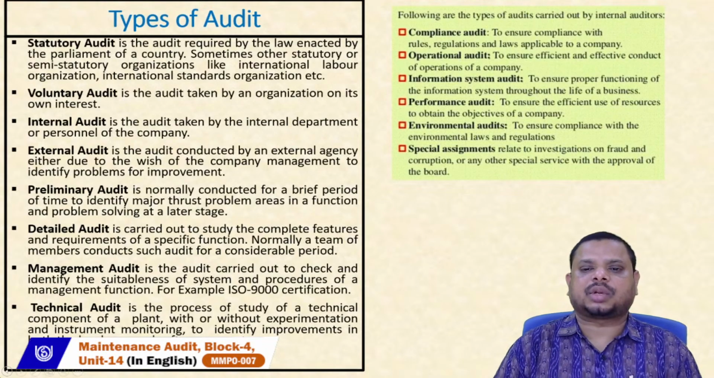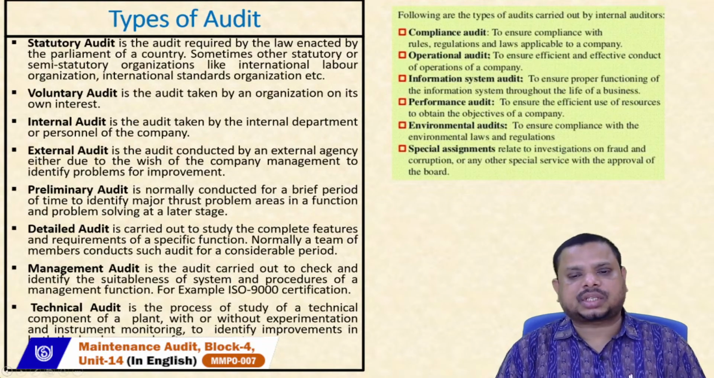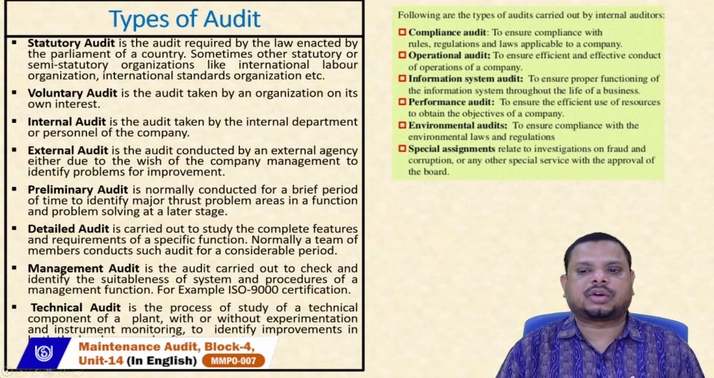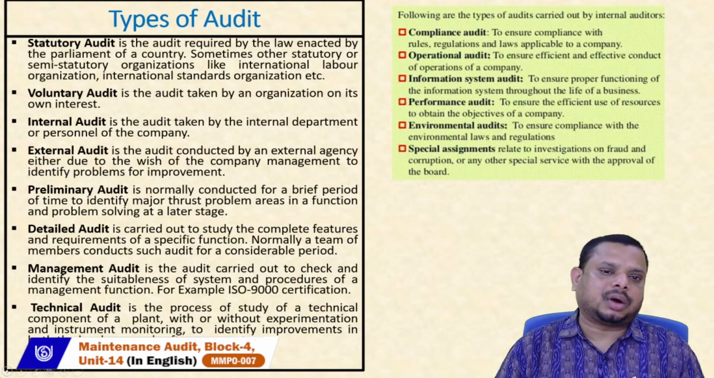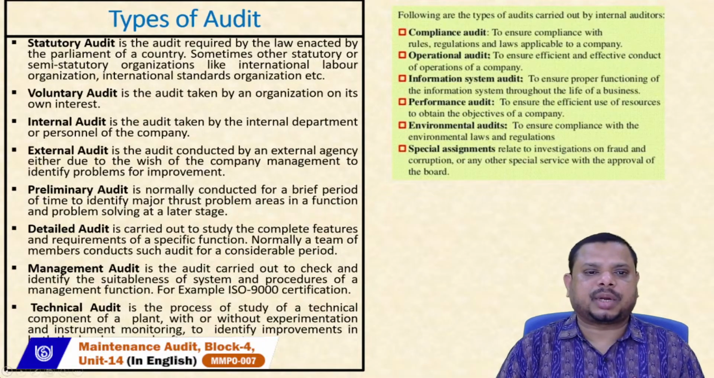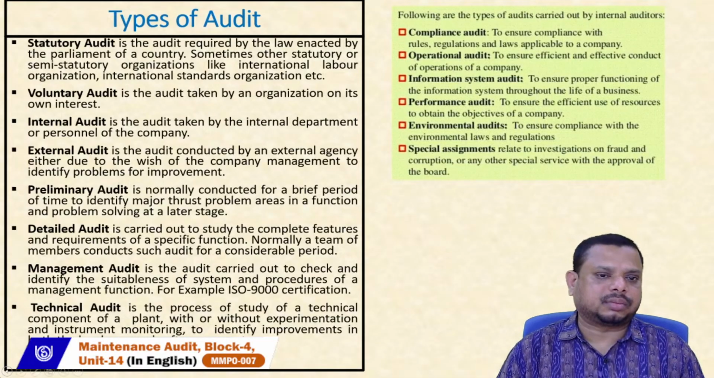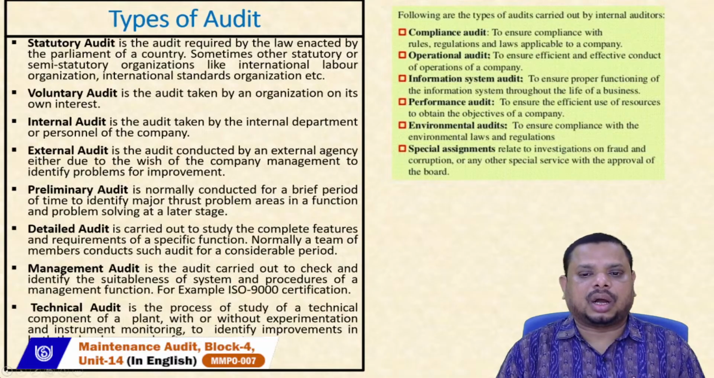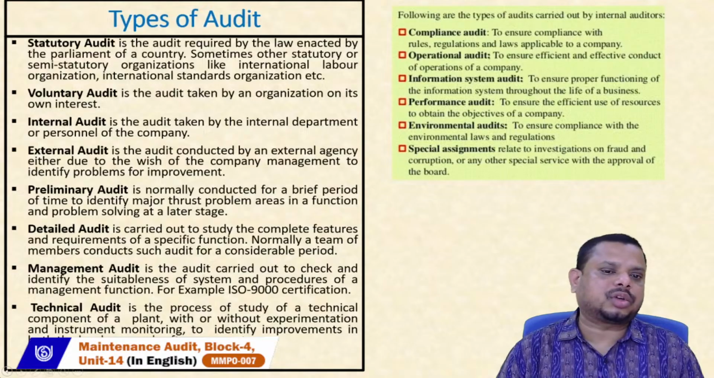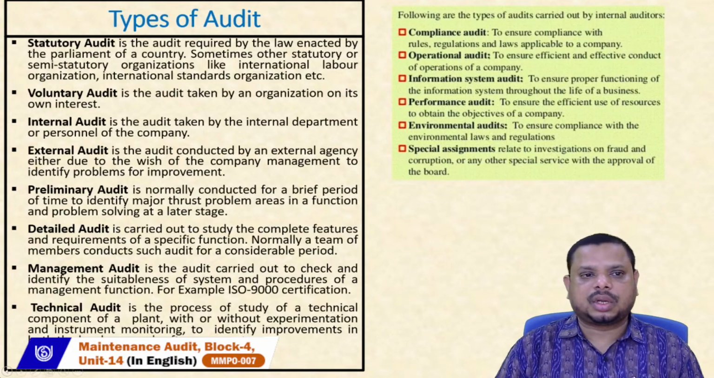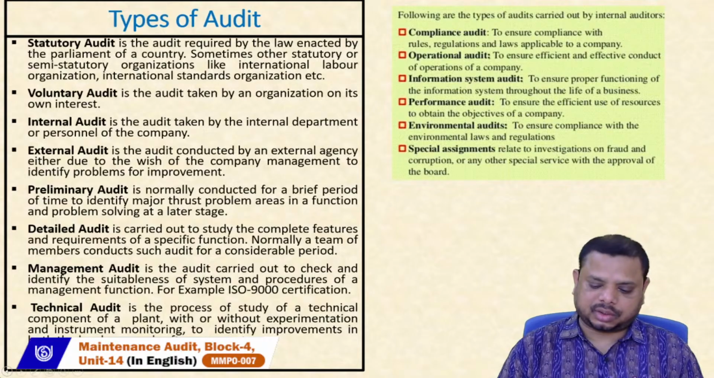The last one we have is known as special assignments. This kind of audit is related to the investigation of fraud and corruption. As you know, the CBI does this special kind of investigation of fraud and corruption. Similarly, from an organization's point of view, this special assignment is done by the top level of management to identify fraud and corruption, which basically deals with financial measures and other special services, with the approval of the board or the top level of executives. So these are the classifications of maintenance audits.